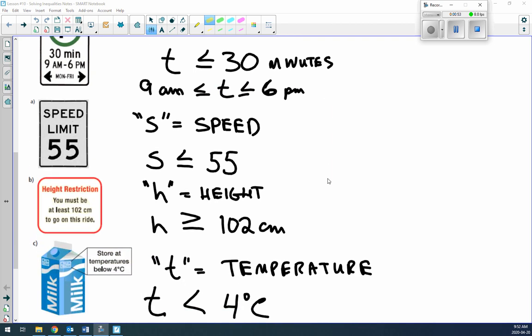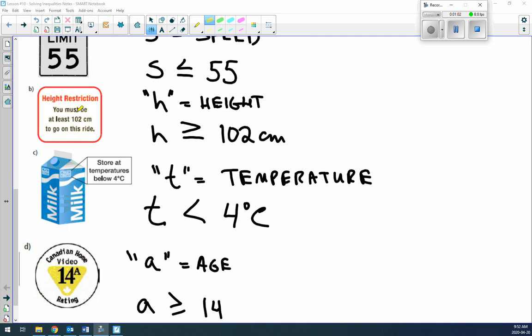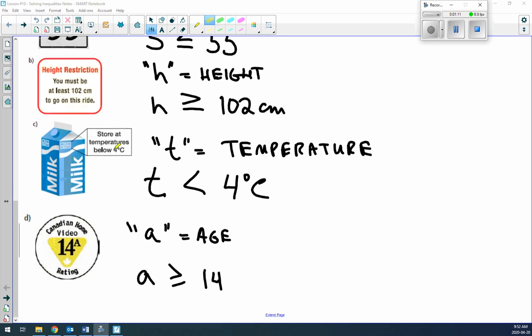Speed limit. S, define our variable as the speed. So S has to be less than or equal to 55. You can go slower than that. You can go 55. You just can't go over. H for height, you must be at least this tall. So H has to be greater than or equal to 102 centimeters. Can't be less, but it could be equal to. Temperature, store at temperatures below 4. Now this doesn't say at 4, it says below 4. So T for temperature has to be less than 4 degrees Celsius. Canadian video rating, A equals age. A has to be greater than or equal to 14 to watch the movie.